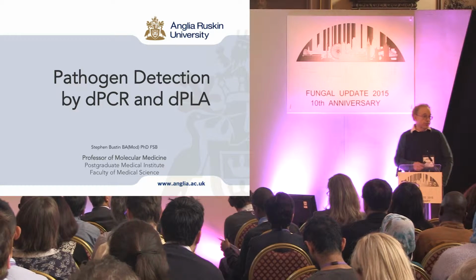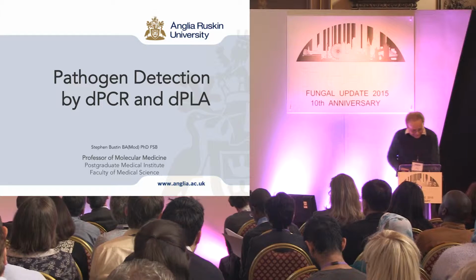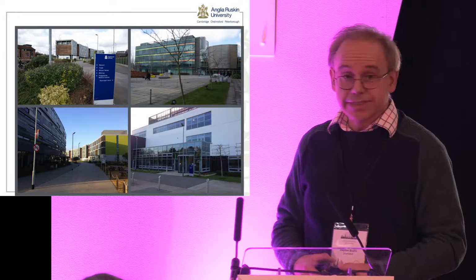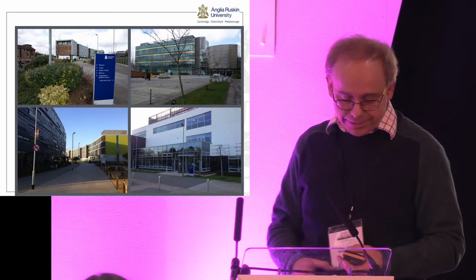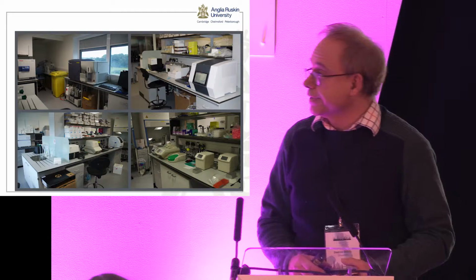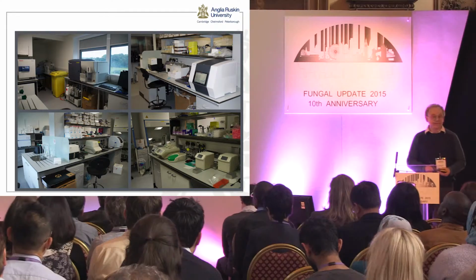Since most of you, or many of you, won't have heard of Anglia Ruskin, I thought I'd start off with two quick slides. We have a postgraduate campus at Chelmsford, which is in Essex. It's a new campus, a very nice campus, and we have a very nicely equipped research laboratory, which is essentially set out to do lots of PCRs.